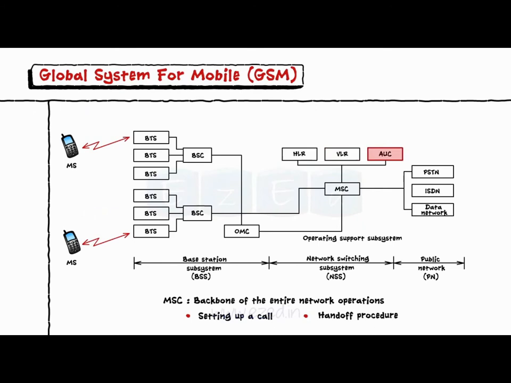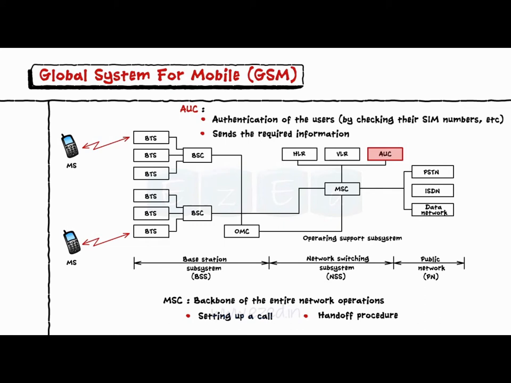AUC, Authentication Center, mainly controls the authentication of the users by checking their SIM numbers, etc., and sends the required information to the MSC.